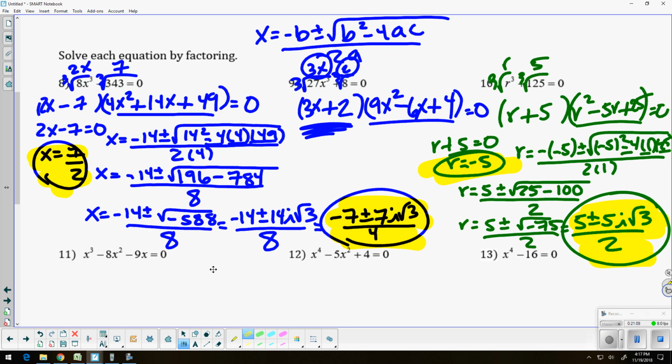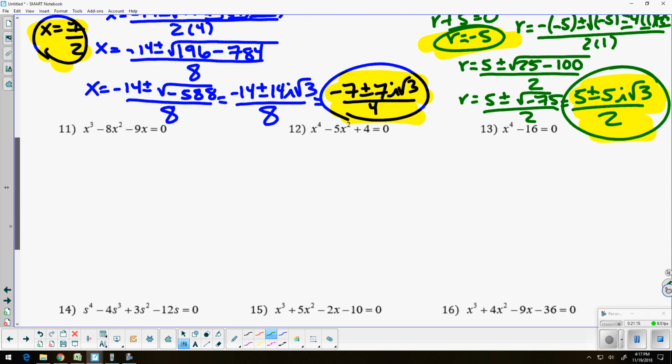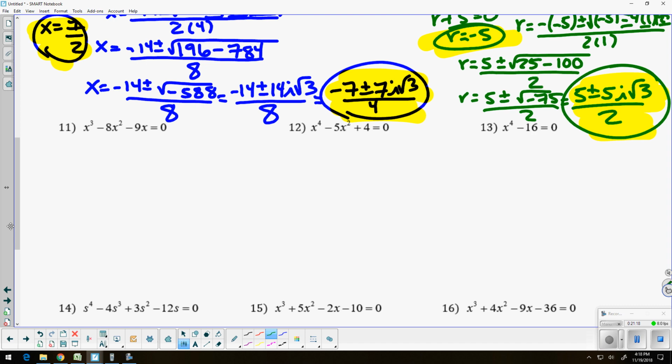Okay? So now, let's move on to something hopefully a little bit easier. These next ones, looking at number 11, first and foremost, to start factoring, again, there is a GCF. If you look at all three terms carefully, you can take an x out of each term. So you take out your x, you'd have x squared minus 8x minus 9, which is still factorable. So we know how to factor this quadratic. It's just like it was back in chapter 4.